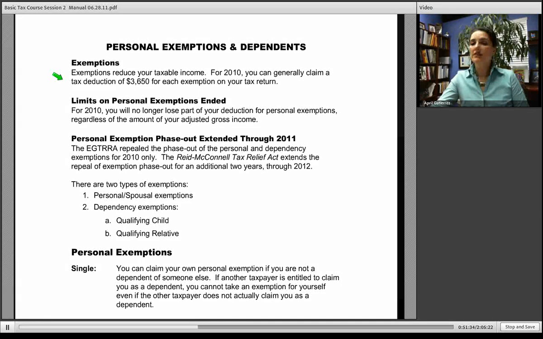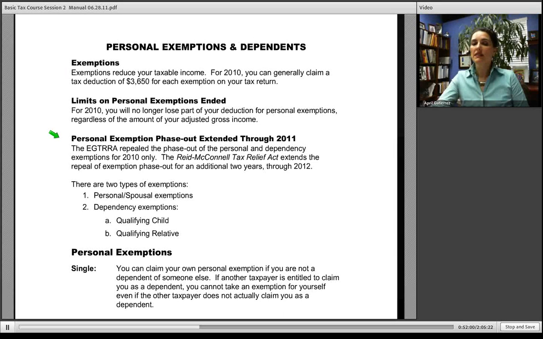For 2010, that phase-out has ended. And so in 2010, regardless of your income, you will continue to be allowed to claim this full $3,650 for your exemption and the exemption of any dependents that you claim. That phase-out or reduction in the phase-out was supposed to be for 2010 only. However, it has been extended through 2011.